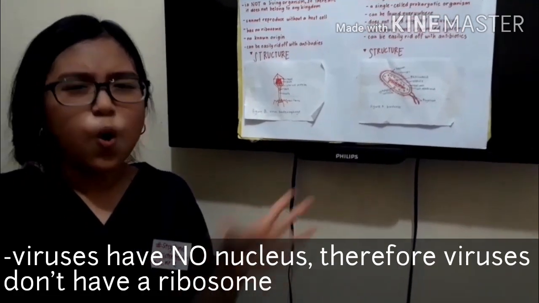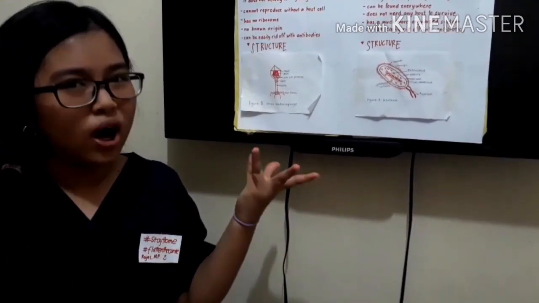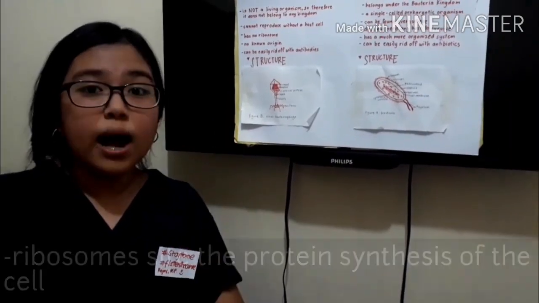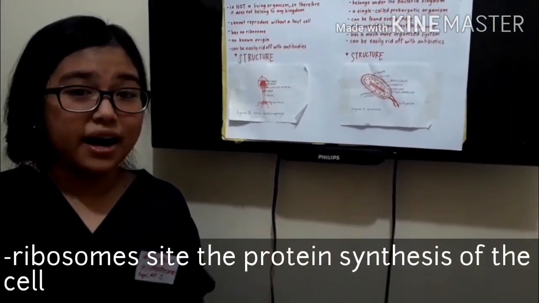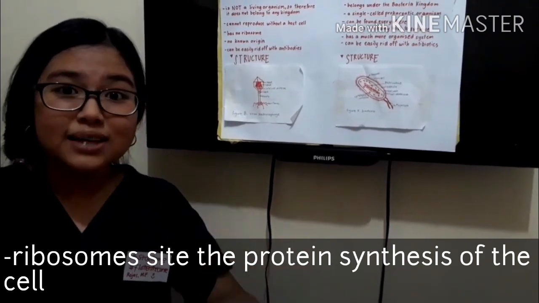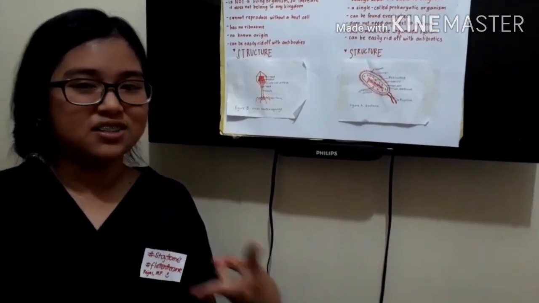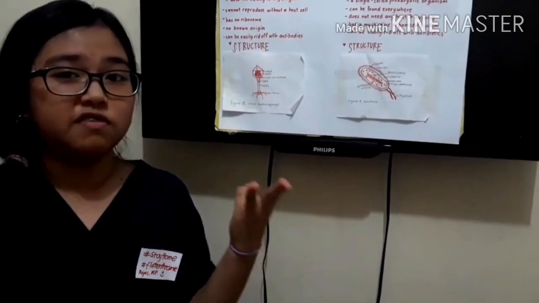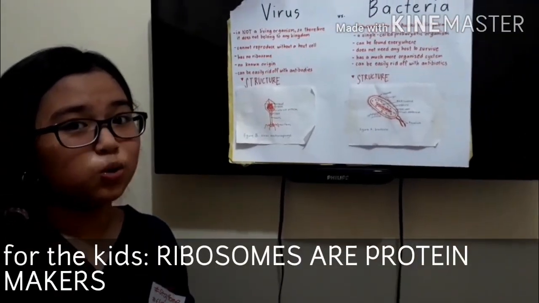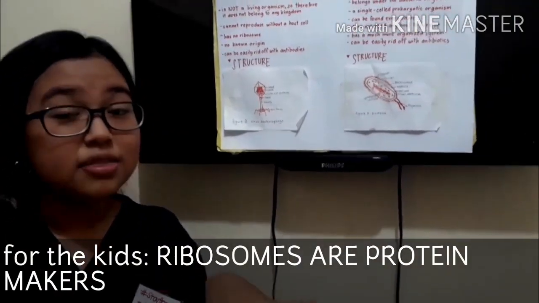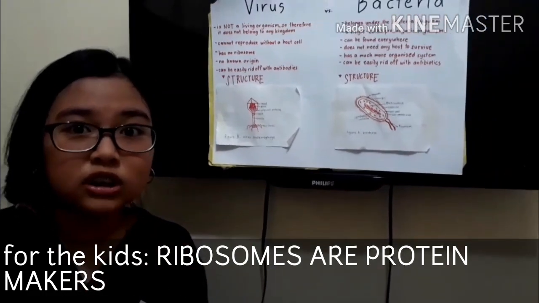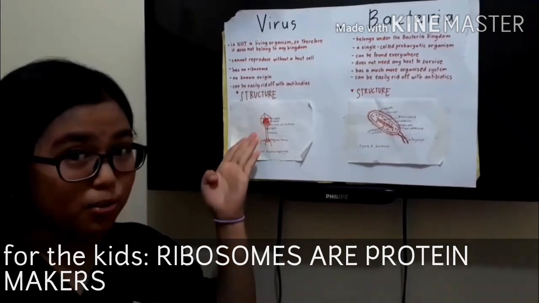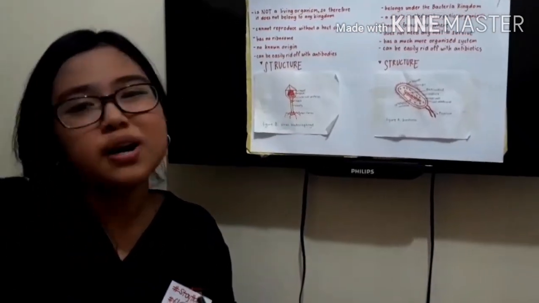Wait a moment. Why do you need ribosomes? Here's the thing. Ribosomes produce the proteins of the cell, which is why they are needed by a lot of cells like plant cells, animal cells, human cells. And that's why they are considered a living thing, which is the protein maker. To my little kids watching this video, they make proteins. They make the energy. Like you need chocolate milk to survive, they need ribosomes to survive. Which is why this is super important, my friends.